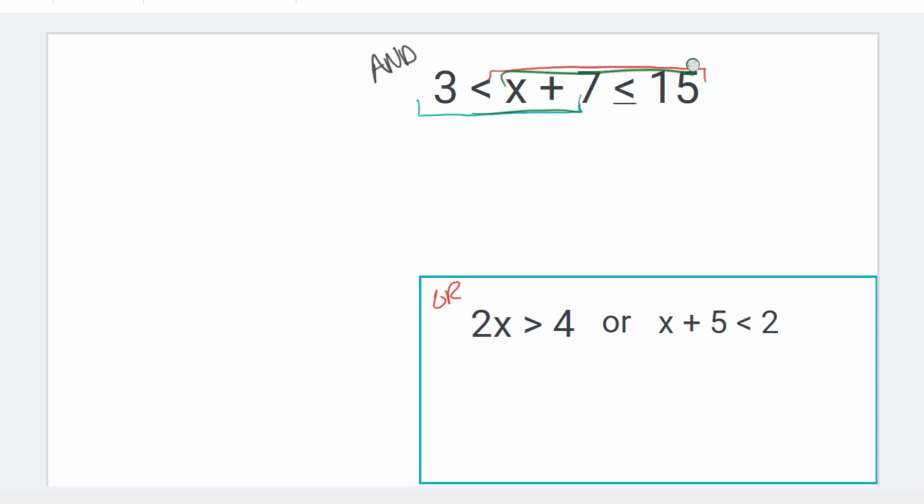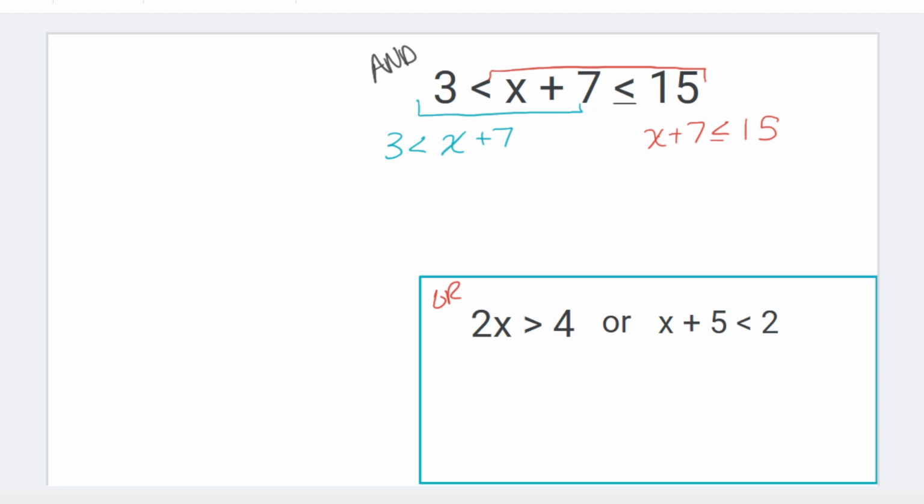The word AND doesn't exist. So what we're going to do is break this into two inequalities. I have 3 is less than x plus 7. And I also have x plus 7 is less than or equal to 15. So these two inequalities share this middle piece. And so because they share that middle piece, I put it in both of my new inequalities when I write it out.